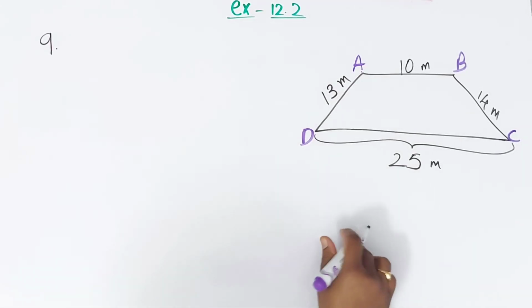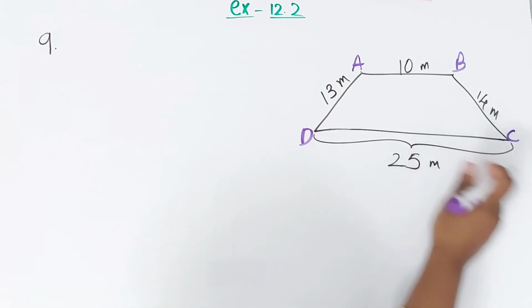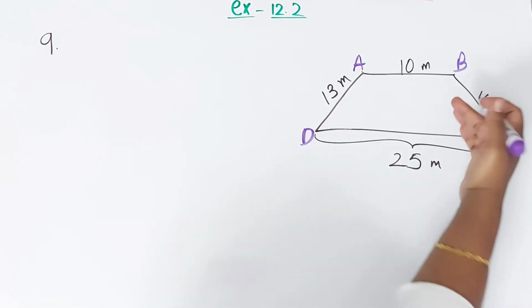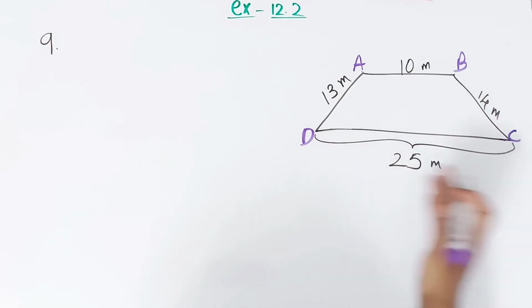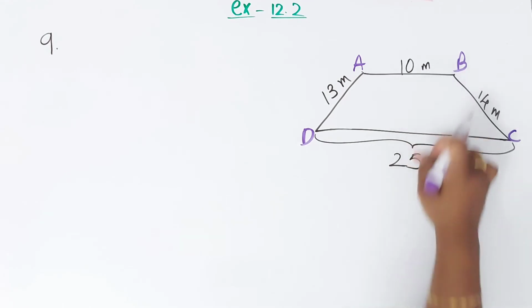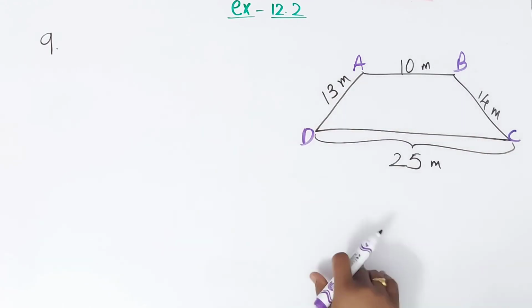Ninth question, children. A field in the shape of a trapezium whose parallel sides are 25 meters and 10 meters. The non-parallel sides are 14 meters and 13 meters. Find the area of this field. Right, children? So, let the trapezium be ABCD, children. These are the parallel sides and these are the non-parallel sides.